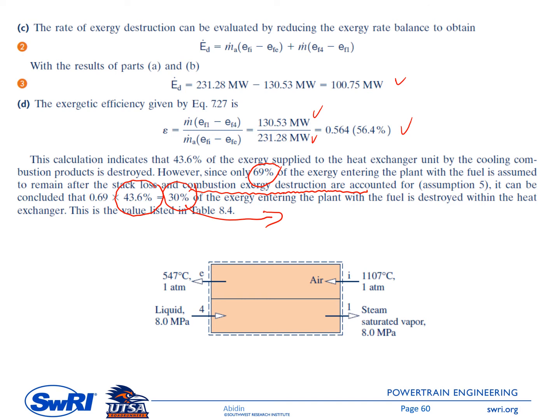Once again, by looking at this percent, you see that 43.6% of the exergy is destroyed, but by looking at the additional information here, only 69% of the exergy stays in the heat exchanger. So you need to multiply the percent of the exergy destruction, 43.6%, times this 69%. So you get 30% here. So this is the actual exergy amount that is destroyed within the heat exchanger.